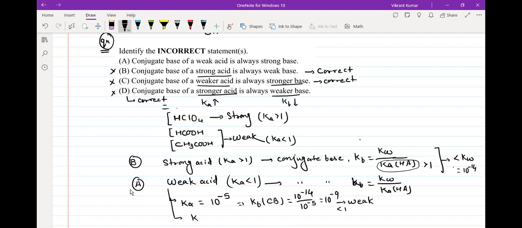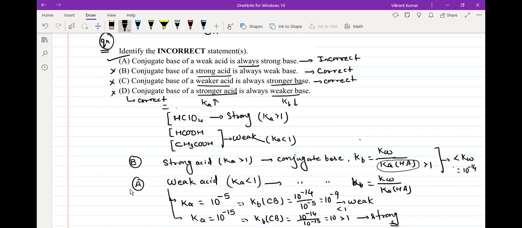If I give you another weak acid having K equal to 10⁻¹⁵, tell me the Kb of the conjugate base. 10. It has become 10, which is greater than 1. It has become strong. Understood the point? And that's why we'll say only this is incorrect, because the 'always' case is not true. And that's why this is our answer.